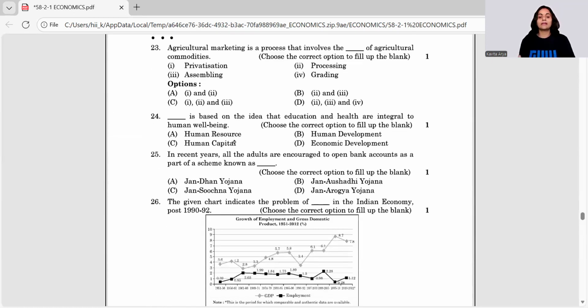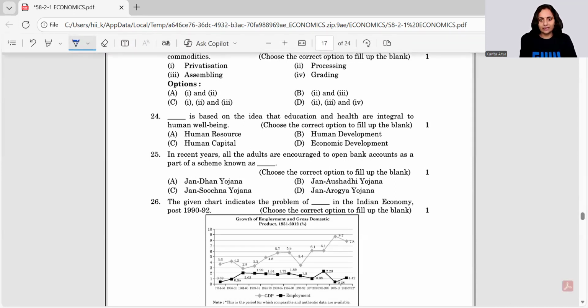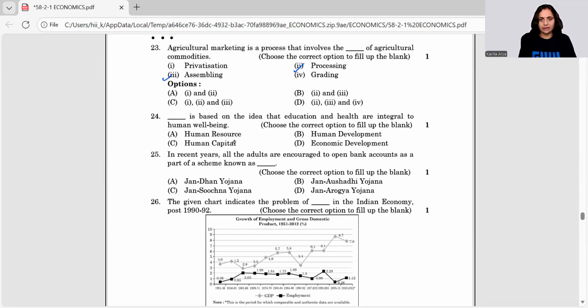Moving ahead, the next question says, agricultural marketing is a process that involves the dash of agriculture commodities. Privatization, no, this word is picked from the first unit, right? Nothing to do here. Processing, yes, that's done. Assembling is done. Grading is done, right? So agricultural marketing means every process after the crop is ready to be harvested, right? So processing, grading, assembling, marketing, everything is there as a part of agricultural marketing. Hence, D is my correct answer.